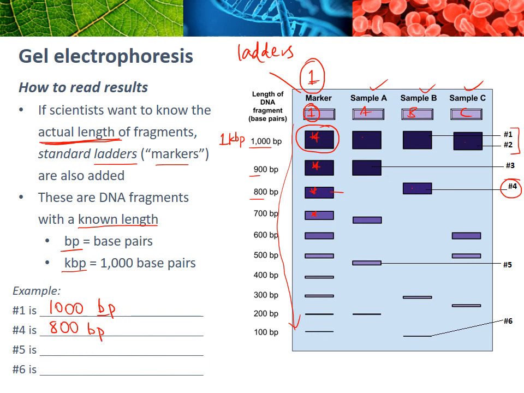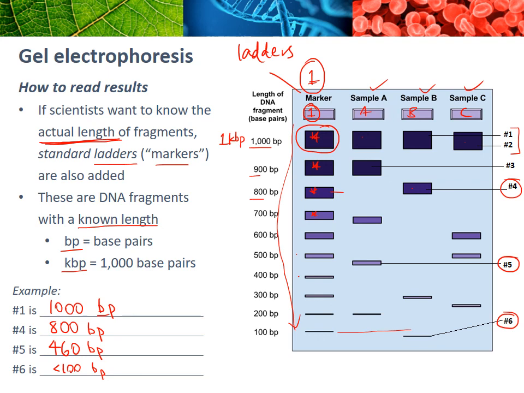Fragment 5, so this is between two of them. It's between 500 and 400, and it's a bit closer to 500. So it's probably about 460 base pairs long. And fragment 6 has gone past 100 base pairs, so we could say it's less than 100 base pairs long. We don't have the next comparison, so we're not completely sure. It's probably around 80 base pairs long.